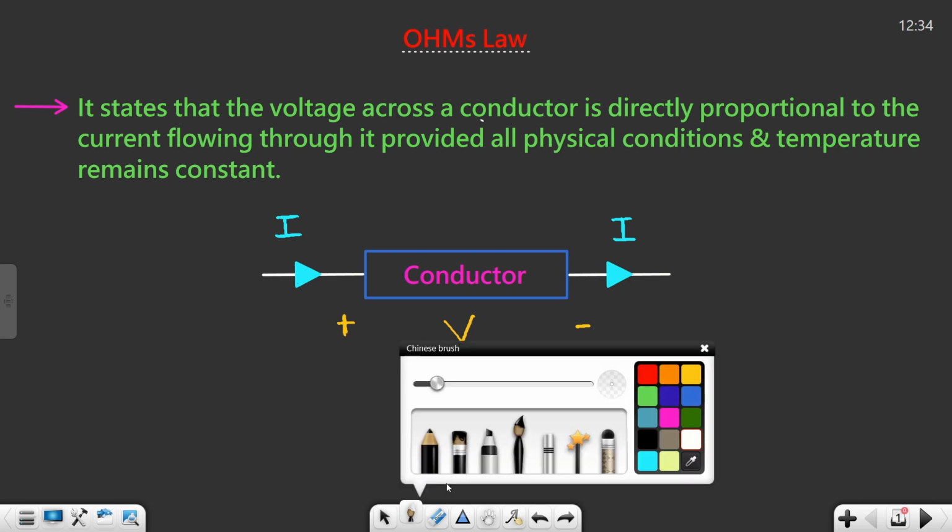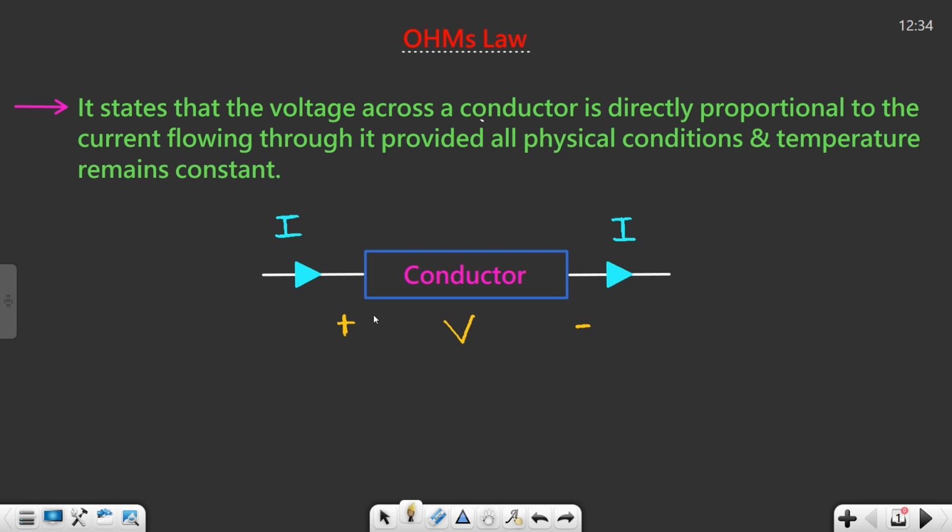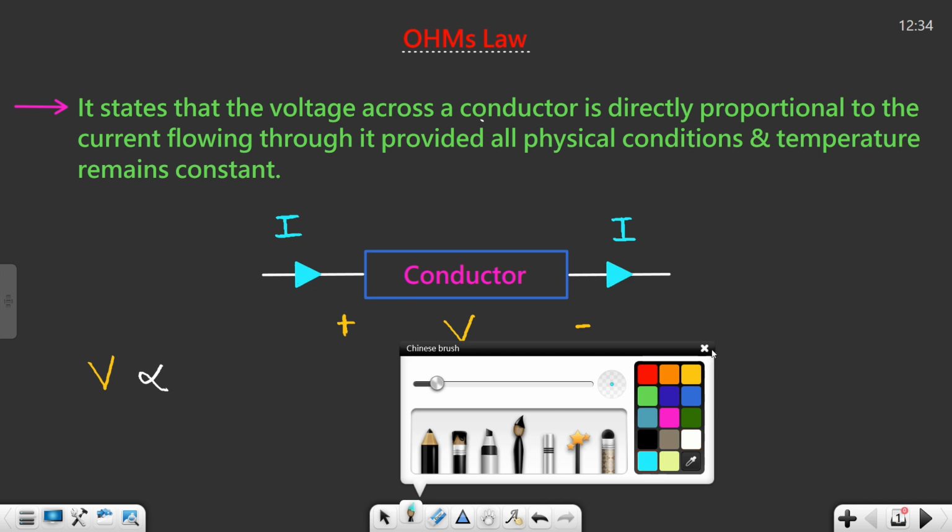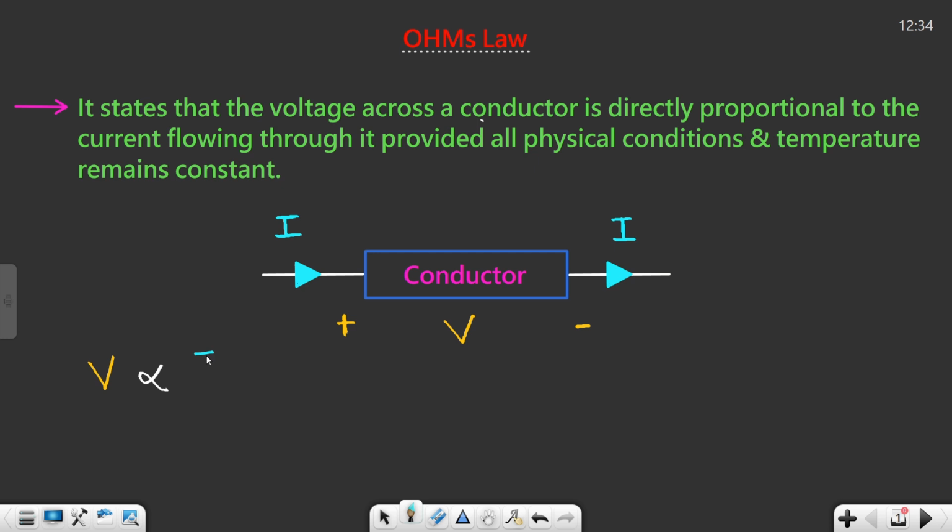What this particular law states is that the voltage across a conductor, so if this is a piece of conductor, it can be iron, it can be any sort of conductor, right? If I measure the voltage V across the conductor, it will be directly proportional to whom? To the current flowing through it. So this is what it means. This is the basic idea of Ohm's law.